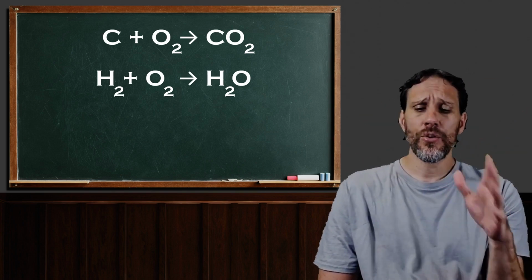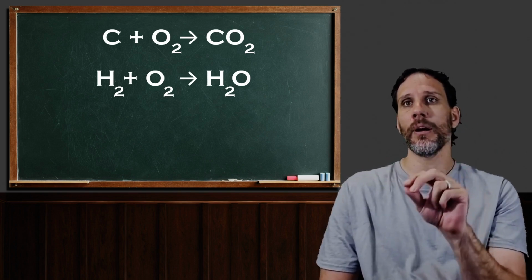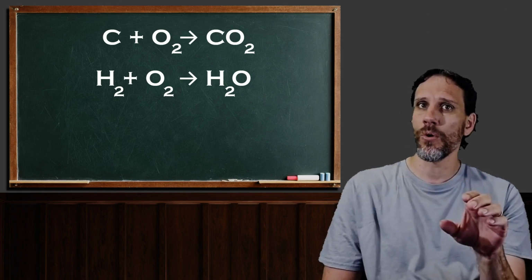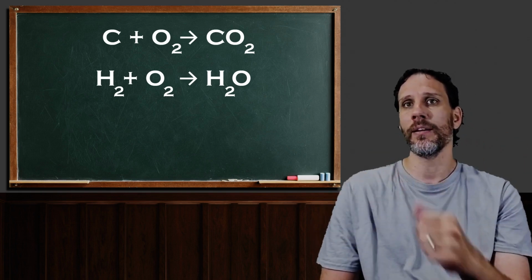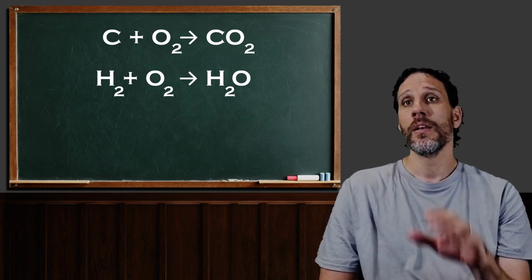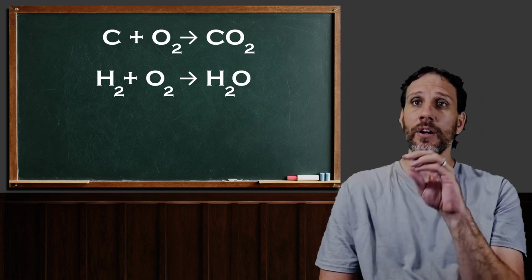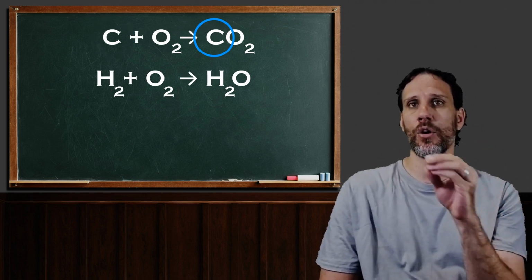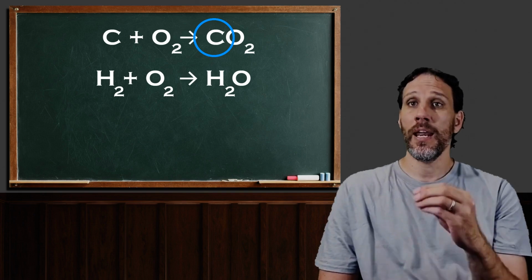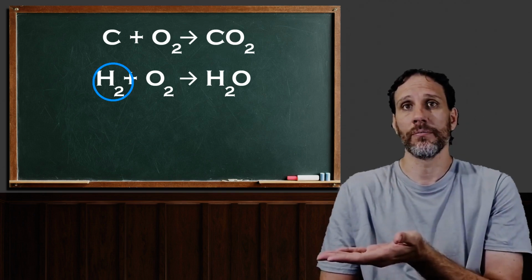Now, using the rule of conservation of mass, we can calculate the exact amount of carbon dioxide and water that we produce for every kilogram of methane that we burn. This is because we can't create or destroy carbon, so every gram of carbon that comes in must leave as carbon dioxide. And every gram of hydrogen that comes in must leave as water.